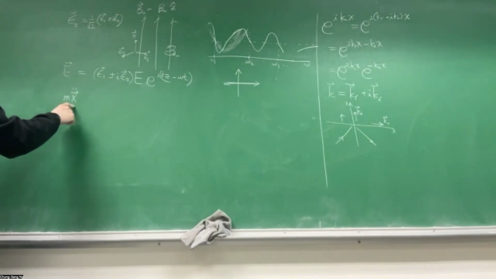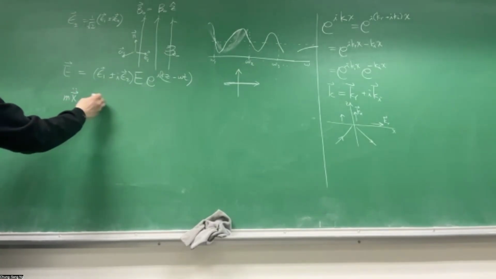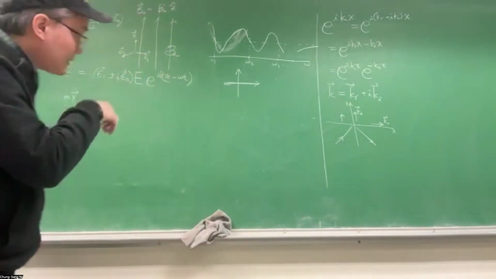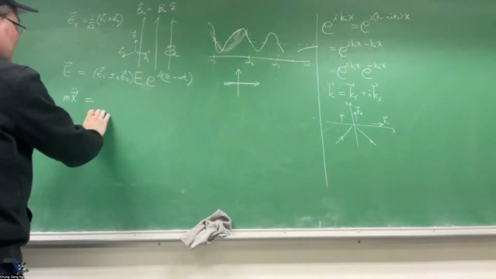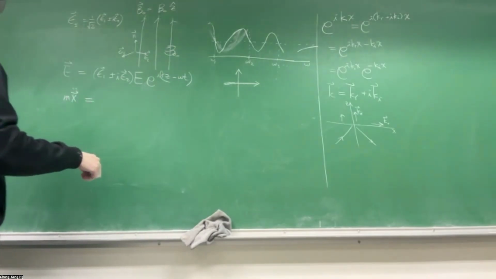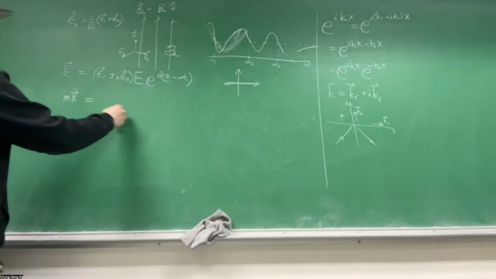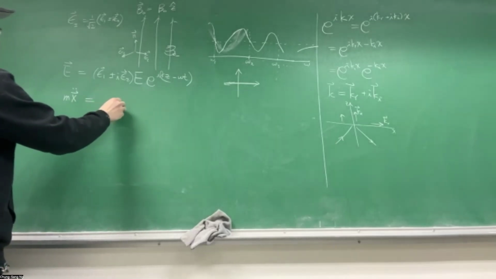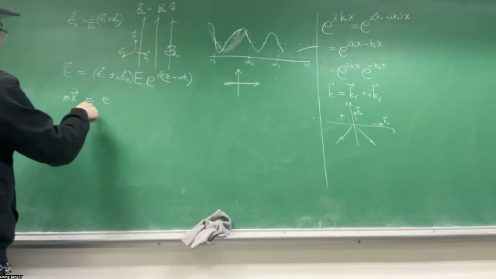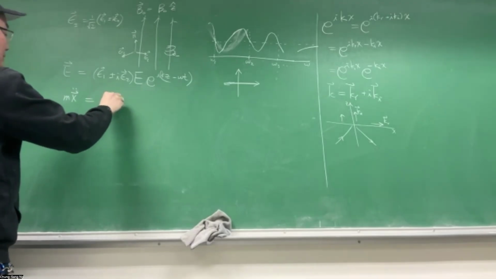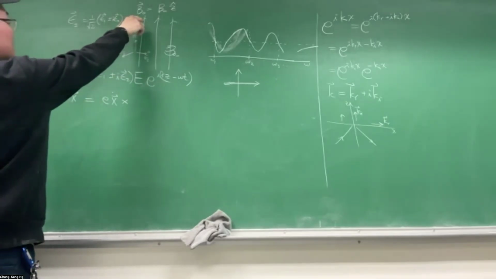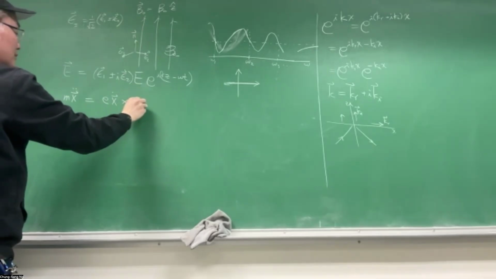m x double dot, the acceleration times mass, should equal the force. The force has two terms. The first is the Lorentz force law. You have e v cross B, but this is an electron, right? So you have e, and then the v is x dot, cross the B, which is assumed to be just the total B sub zero.